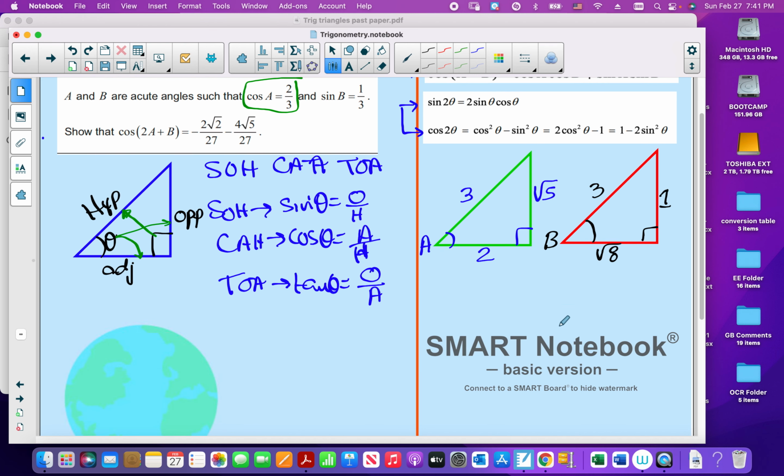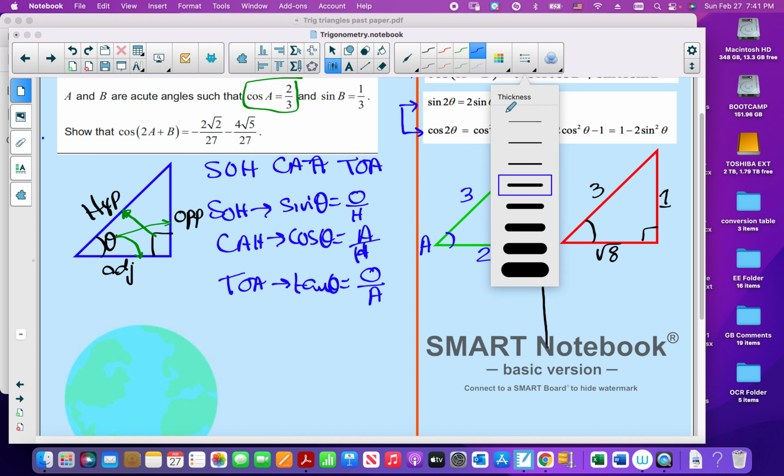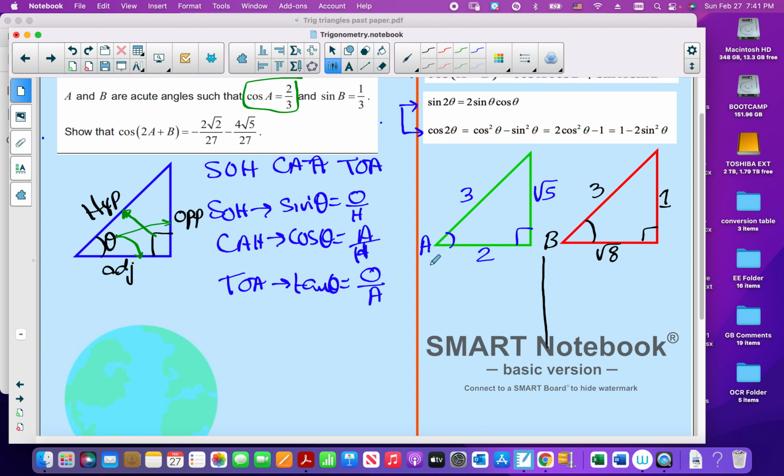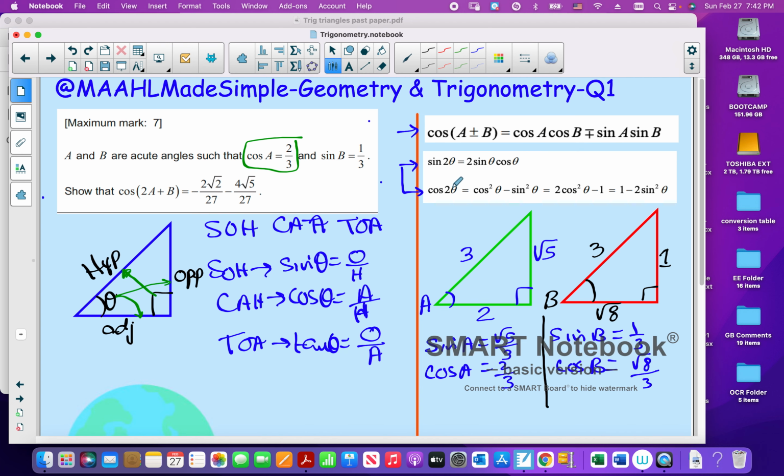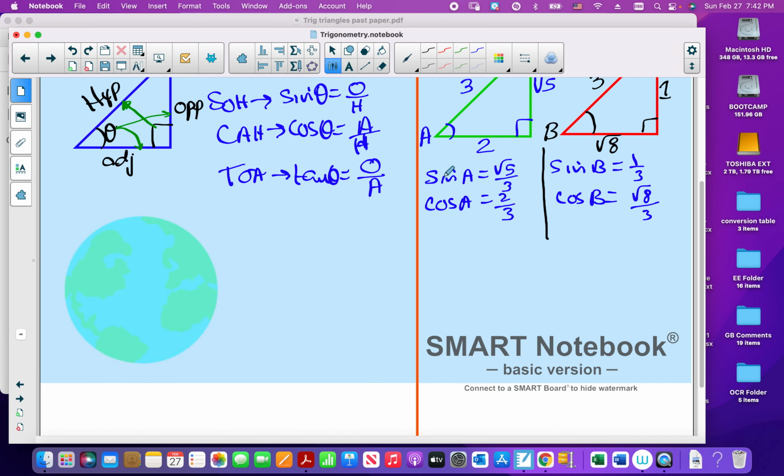What else can we conclude from here? From these two right angle triangles, right away I can establish the following equations. Sine A is equal to root 5 over 3. Cosine A was given to be 2 over 3. Sine B was given to be 1/3. Cosine B is equal to root 8 over 3. Double angle identities, I need sine 2A. I'll come back to it.